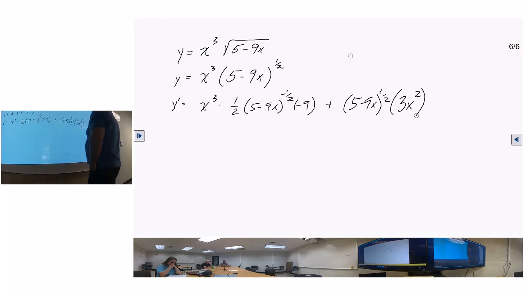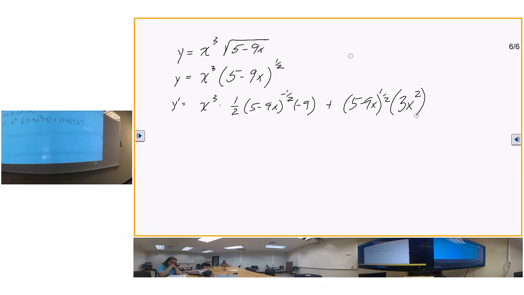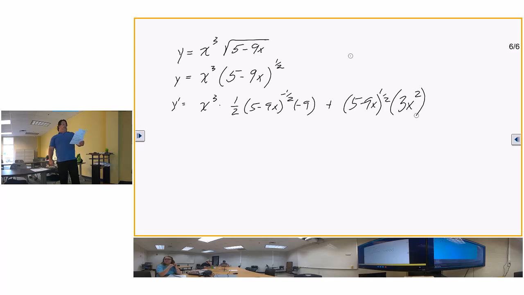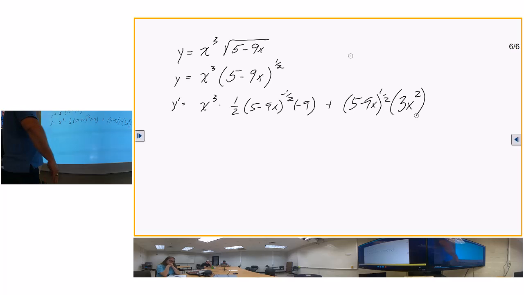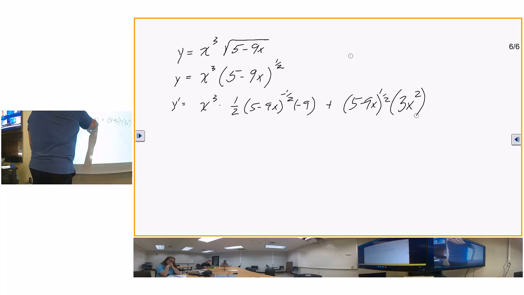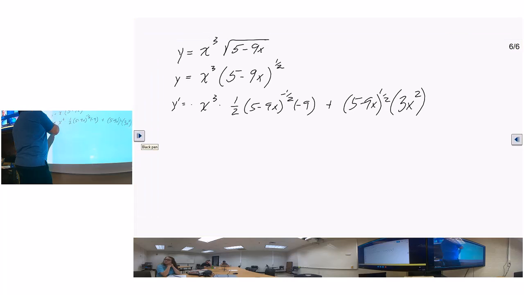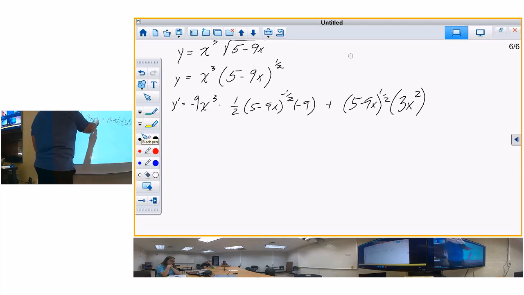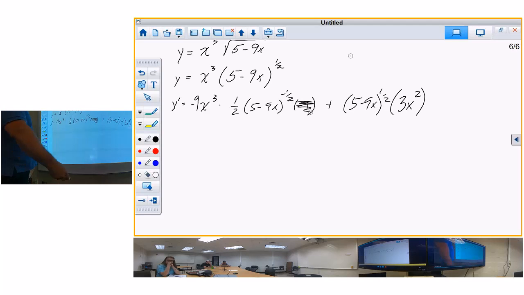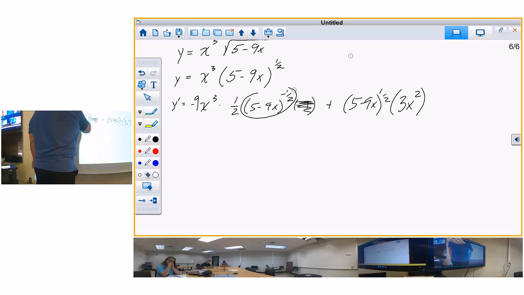Y'all check me. I should just copy it from my notes. I don't know why I don't do that. X to the third, 1/2, 5 minus 9x to the negative 1/2, negative 9, plus 5 minus 9x to the 1/2, 3x squared. Now, let's go ahead and yank stuff out. I'm going to yank this out and bring it out here, and let's just put it right here. Negative 9, and 3x squared. So I got, bring this downstairs with that 2.